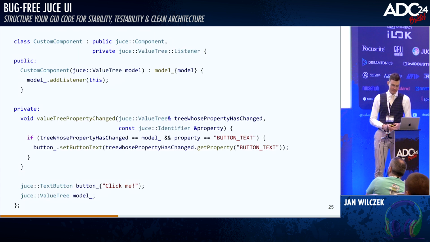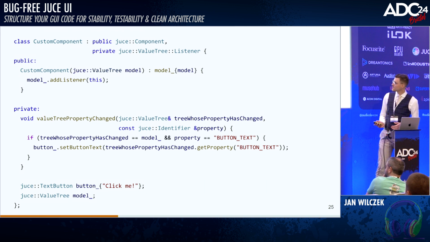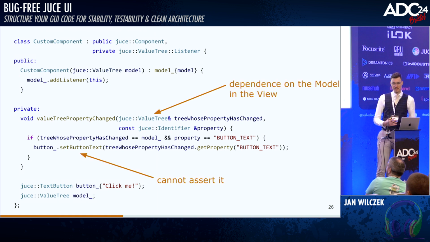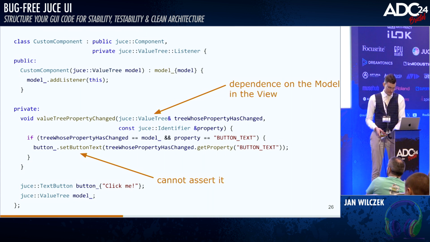And here's another approach that's very popular. We have our component that implements ValueTree::Listener, and it listens to changes in the value tree. And again, we have a dependence of the view on the model. And again, if the text of the button changes, we cannot easily assert this.